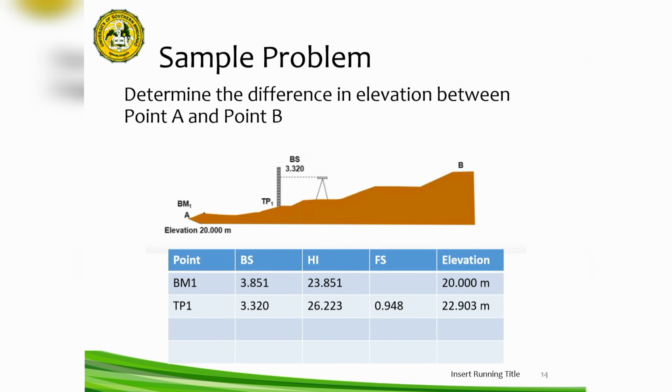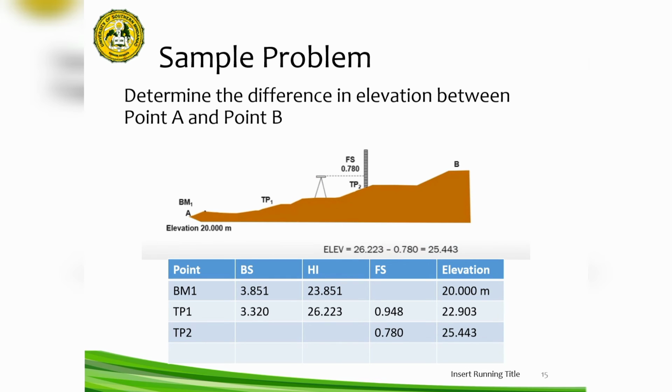And we move our instrument next and take a backside reading of 3.320. We will add the elevation and the backside reading so that we can get the height of the instrument. So 22.903 plus 3.320 is equal to 26.223, which will be the height of our instrument.